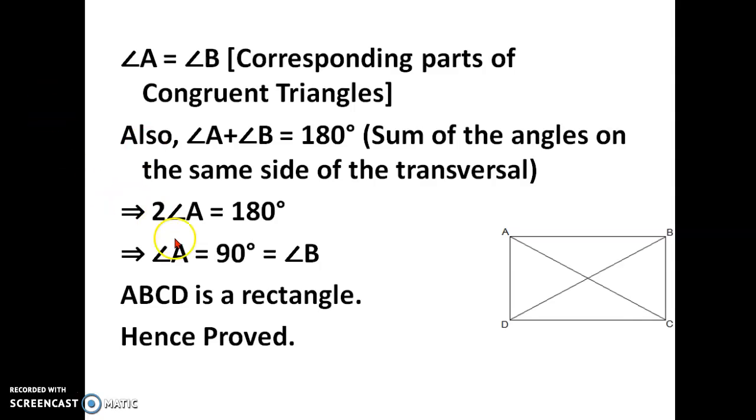So, take the 2 to the RHS in division. You will get 180 divided by 2, that is 90 degrees. So angle A is 90 degrees, which means angle B is also 90 degrees, because we said angle A equals angle B. Both are equal to 90 degrees. This is possible only when ABCD is a rectangle. Hence it is proved that the given parallelogram is a rectangle.